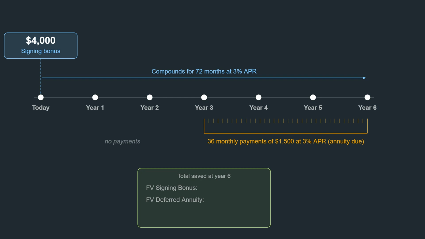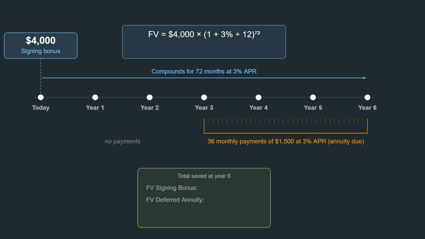We calculate the future value as $4,000 multiplied by 1 plus 3% divided by 12, because we're compounding monthly, raised to the power of 72 months. This gives us a total of $4,787.79 at the end of 6 years.